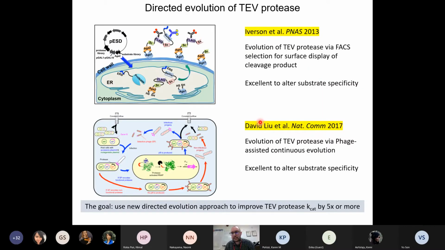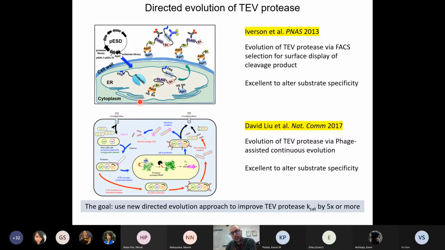Then directed evolution, as Erika said before, is a method in protein engineering where you introduce random mutations, and then you have a selection vector that is going to select for the physicochemical properties of the enzyme or protein of interest that you want. And looking in the literature, there are 2 papers where they applied directed evolution to the TEV protease. One was published by Iverson in PNAS in 2013, and the other used PACE, which Erika mentioned is one of the techniques, the first technique, and then came PRANCE, by David Liu in 2017.